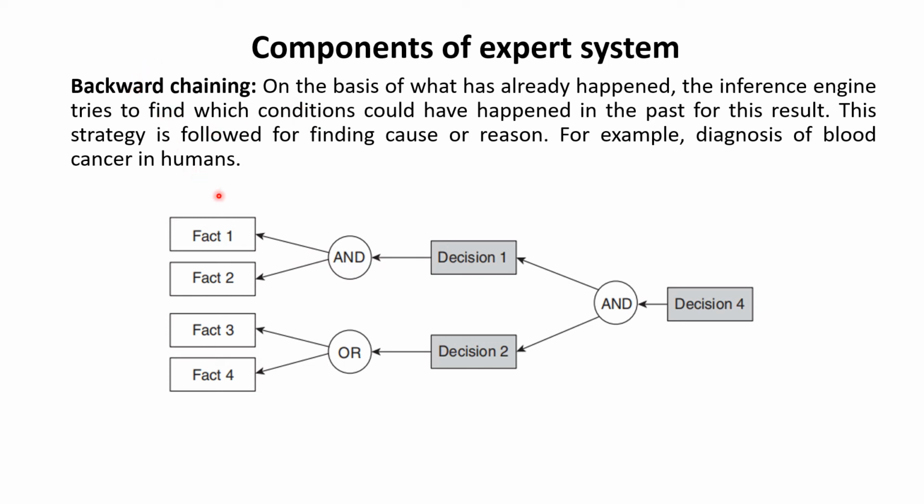Okay, so on the basis of what has already happened, the inference engine tries to find which conditions could have happened in the past for this result, कि कौन सी कंडीशंस की वजह से ये चीज हुई है। जब हम ये चीज करते हैं तो उस स्ट्रेटजी को हम क्या बोलते हैं, बैकवर्ड चेनिंग। सो फॉरवर्ड चेनिंग एंड बैकवर्ड चेनिंग, these are the two important strategies that are being used by the inference engines in order to reach a conclusion.